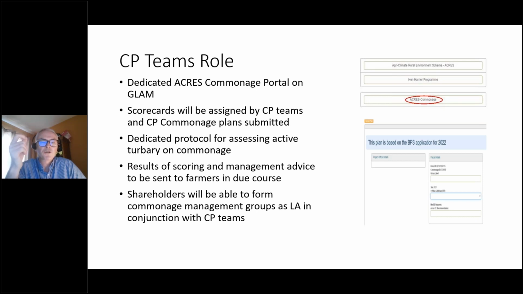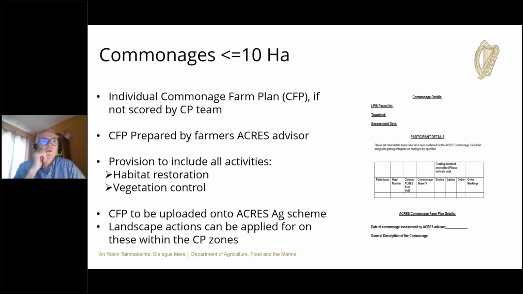landscape action in conjunction with the CP teams. So any commonage where a group of shareholders can come together, the CP teams will facilitate this. There will be additional payments under the landscape action heading for that. The aim is proposing works, restoration works or different types of actions to address any issues that have been shown up as part of the scoring, with the aim of improving the score over time, and ultimately improving the payment that will derive out of that score.